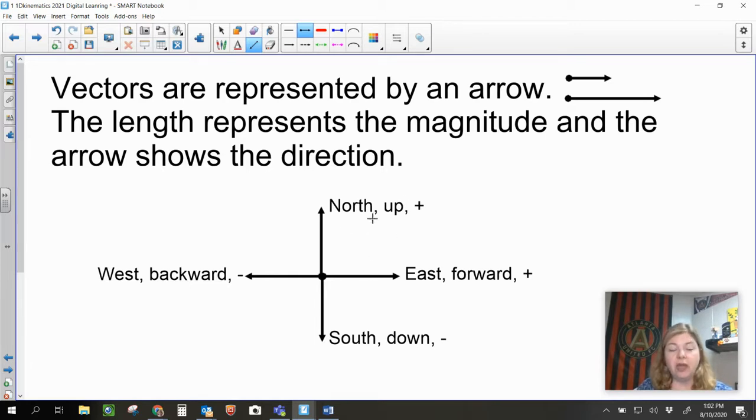If we are moving up, that's going to be positive. If we're moving down, it's negative. Or if we're moving forward to the right or to the east, that is going to be positive, and backward would be negative. Okay, again, we're not going to use all these at the same time, but I want you to just have an introduction to some of the ways that we will denote directions.